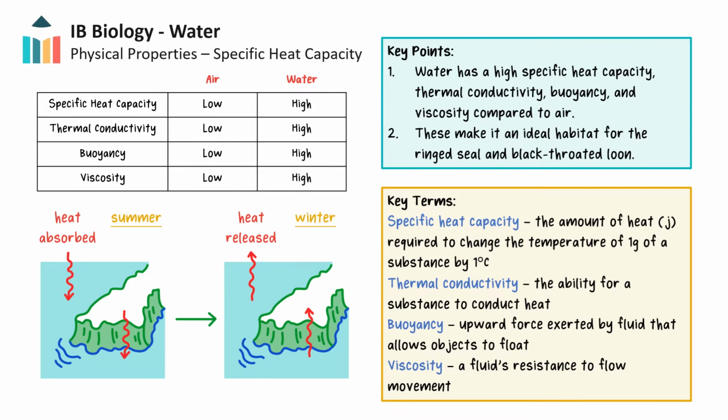Over the warmer summer months, heat from the sun and air is absorbed by the ocean, stored in the water by breaking the hydrogen bonds that hold it together. Then, as the temperature cools in the winter, the hydrogen bonds reform slowly and release that energy and heat over time. This coolant property allows bodies of water to create warmer microclimates as it buffers the surrounding area from the cold, allowing the ringed seal and black-throated loon to live comfortably.